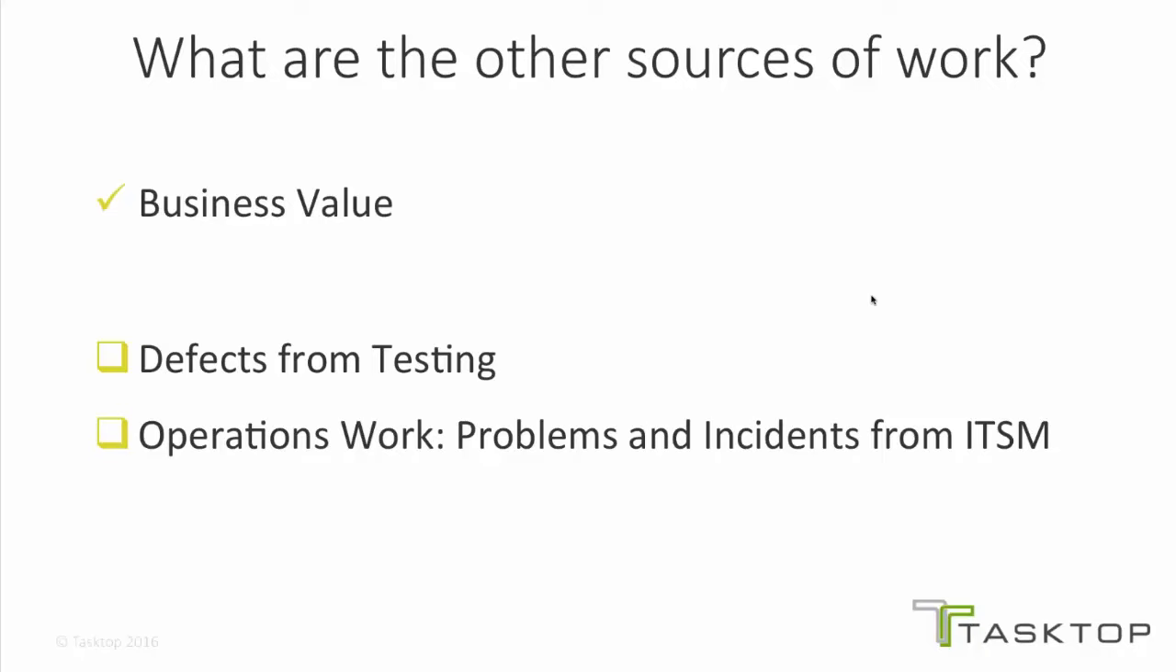And then the other aspect of this is going to be operations work. How do problems or incidents that are being reported by your customers flow through the value chain? And maybe where is the bottleneck as it applies to problems and incidents, because it might be different than some of the bottlenecks that you're experiencing with the business value.